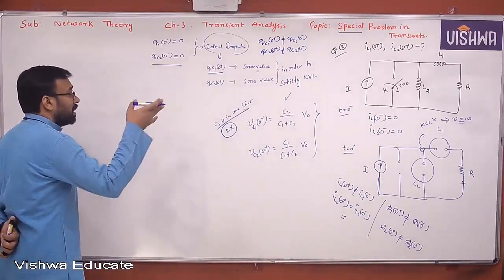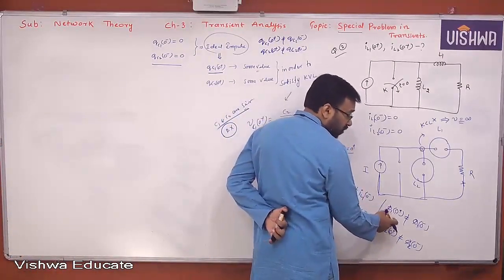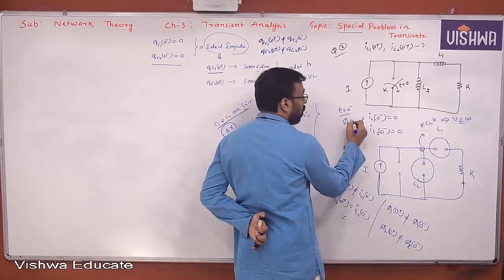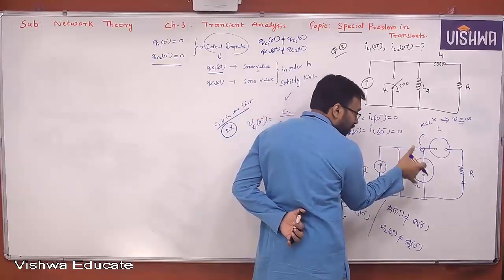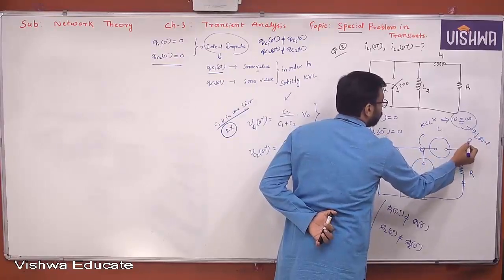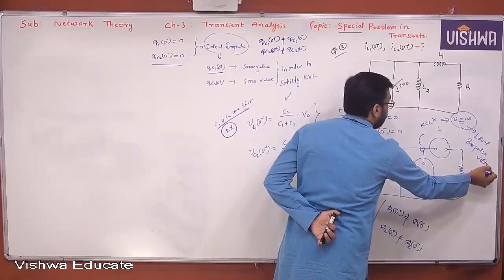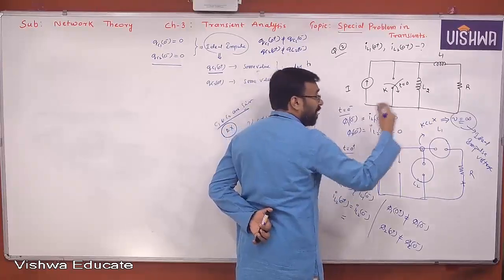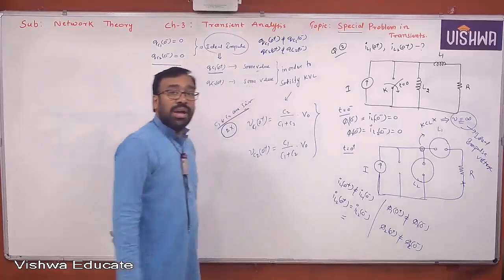So what's happening here? This ideal impulse voltage will force the flux to change from its initial value. What was the initial value actually here? Phi 1 of 0 minus, phi 2 of 0 minus, both are 0 only. Now this ideal impulse voltage will force the flux to change from its initial value to some value in order to satisfy Kirchhoff's current law. I hope you understand the point.